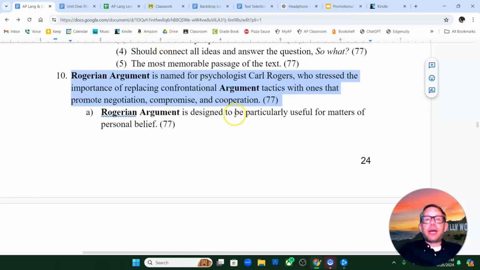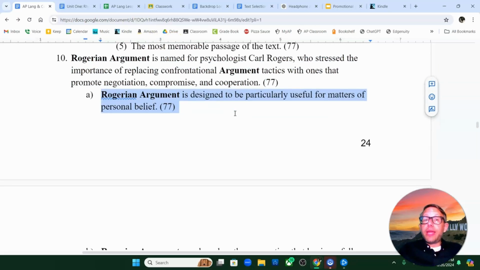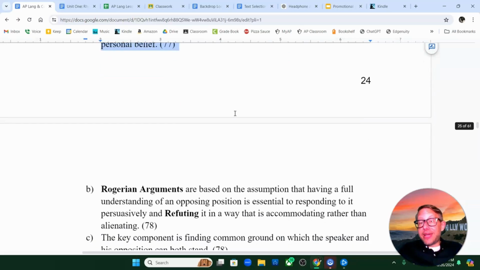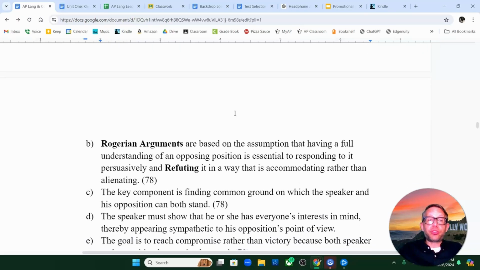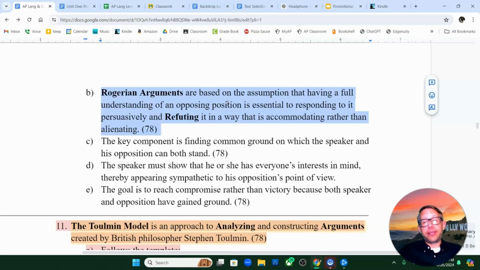So it's designed to be particularly useful for matters of personal belief. So when, obviously I think we're talking about, in this case, some more demonstrative argument. But that's neither here nor there, and certainly you're not bound to only use it with arguments that are demonstrative in any fashion, okay? It's based on the assumption that having a full understanding of an opposing position is essential to responding to it persuasively and refuting it in a way that is accommodating rather than alienating. So let's pull that sentence apart a little bit if we can.